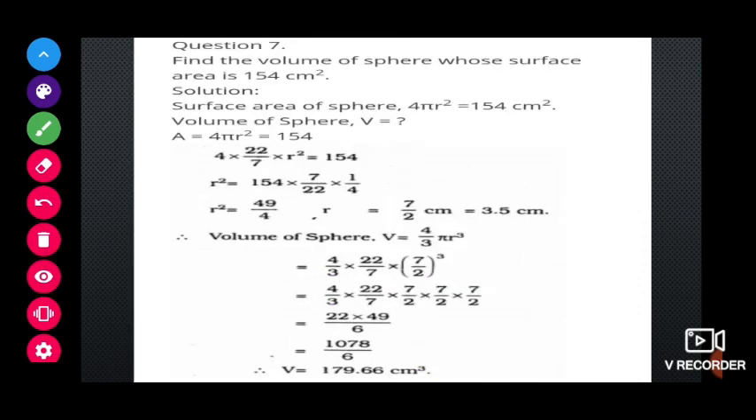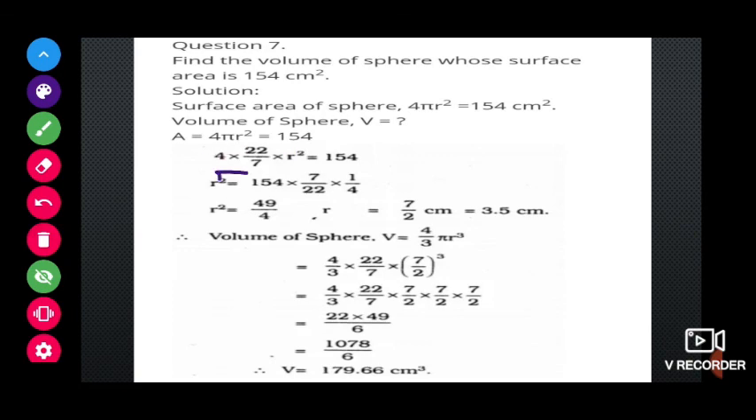Next, question number 7. Find the volume of a sphere whose surface area is 154 centimeter square. So here they are asking us to find the volume of the sphere. They have given the surface area. So by using the surface area, first we have to find the radius. What is the formula of the surface area? That is 4 pi r square. They have given that as 154.